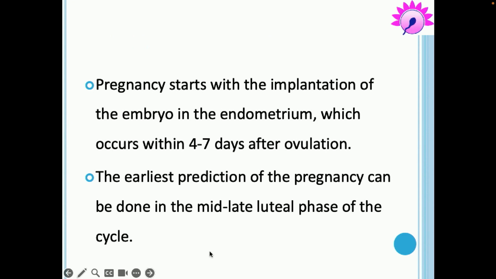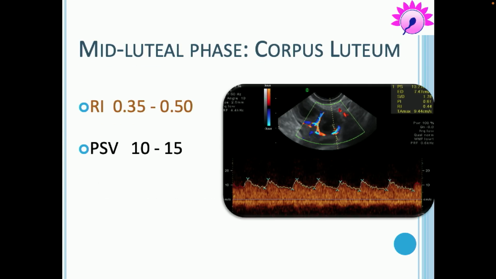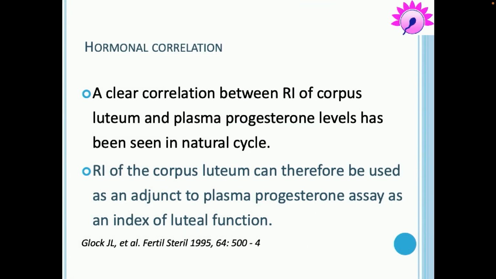We know that pregnancy starts with the implantation of the embryo, which occurs about 4 to 7 days after the ovulation, and the earliest pregnancy prediction can be done as early as in the mid-luteal phase. In the mid-luteal phase, when I told you that the corpus luteal RI has to be less than 0.5, this is a very important prerequisite for the pregnancy, because unless the corpus luteum is supportive, the pregnancy is not going to survive.